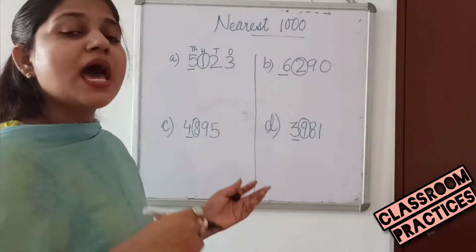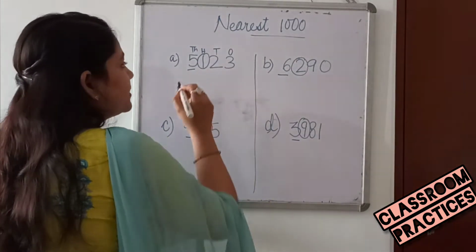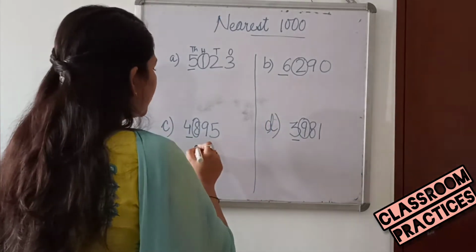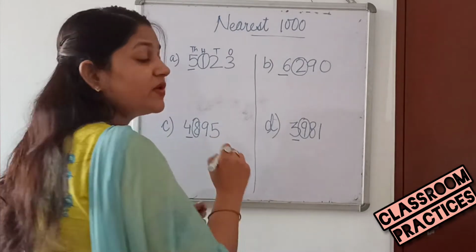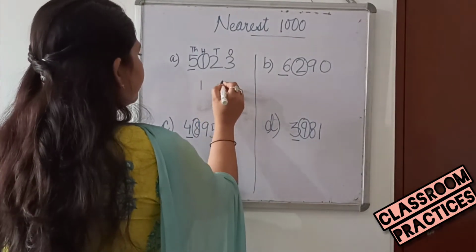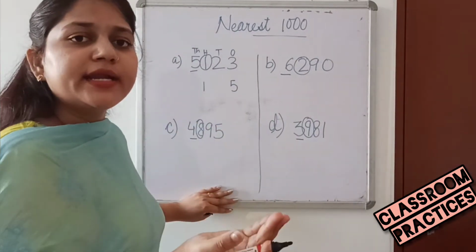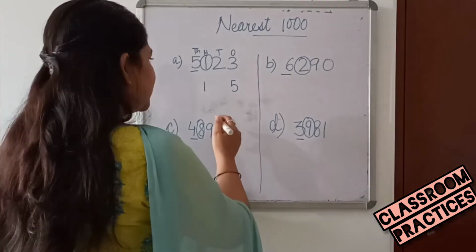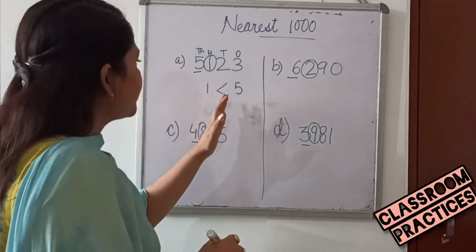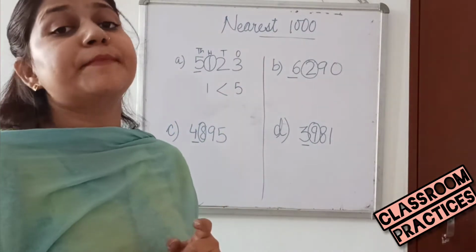Now just compare. The third step is let's compare. How to compare and with which number are we going to compare? We are going to compare the 100 place digit with 5. Whatever digit is at the 100 place, we are going to compare it with 5. So let's see. 1 will be compared with 5. Is 1 lesser than 5 or greater than 5? Yes, you are absolutely right. It is lesser than 5. We are only going to compare the 100th place digit with 5.